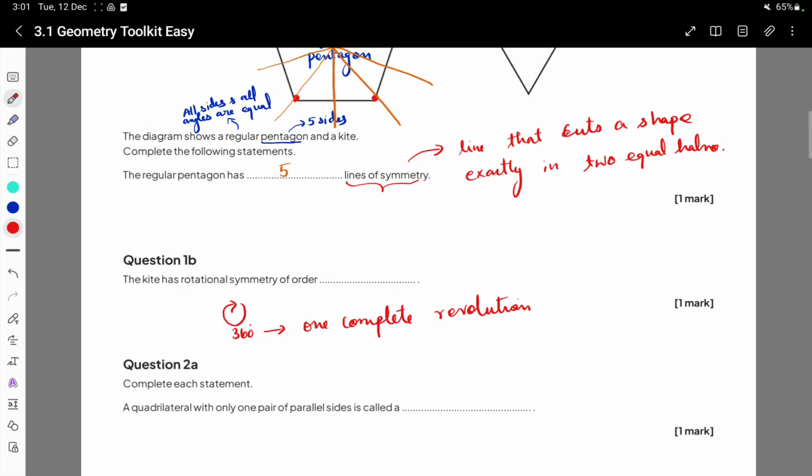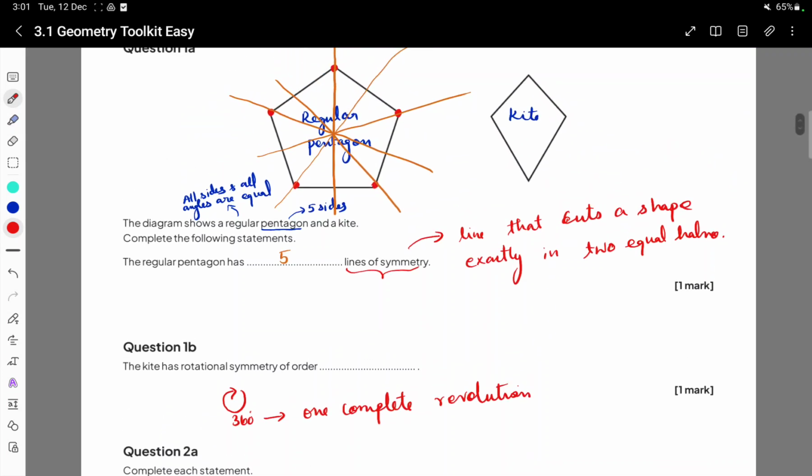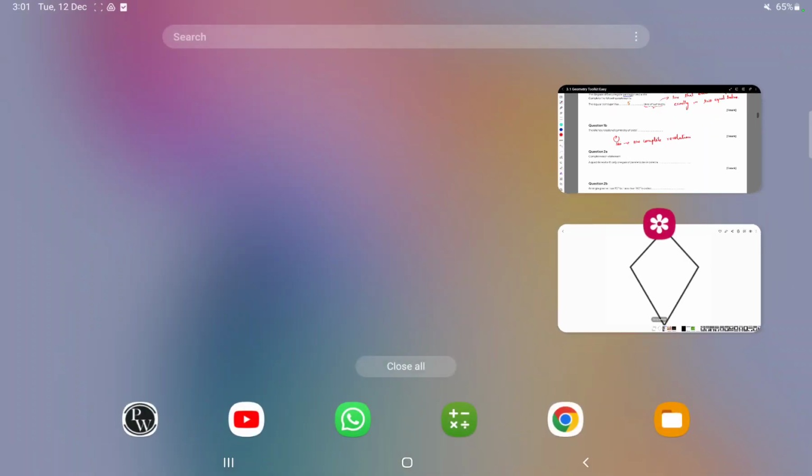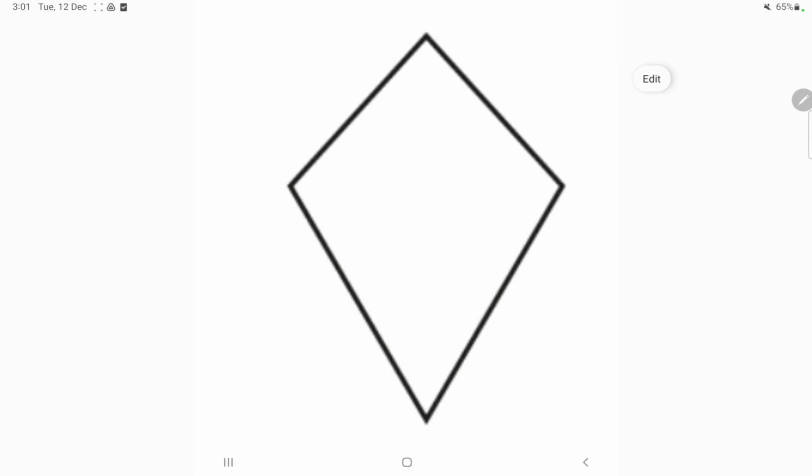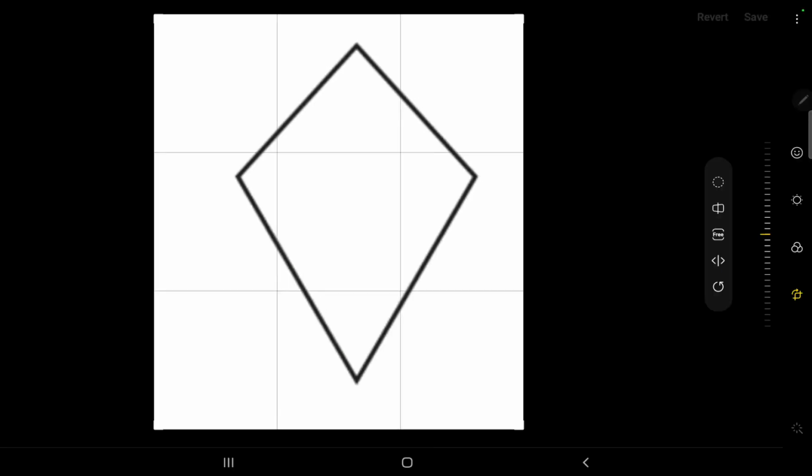You can use the trace sheet. After fixing one point, you just rotate it, and you count how many times the same shape comes. I will do that here. So this is the kite, same thing. Now I'll go for edit. Now I'll just rotate this.